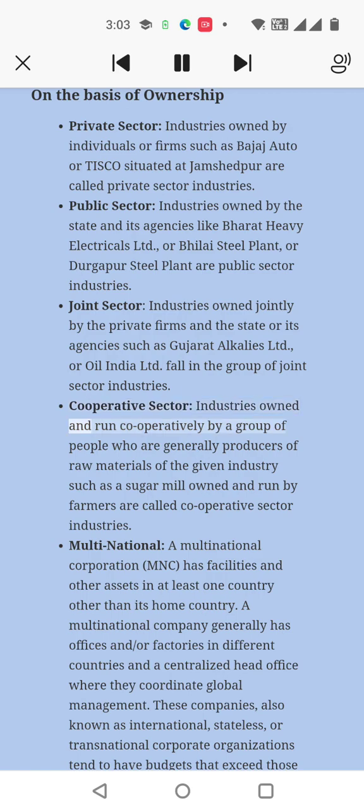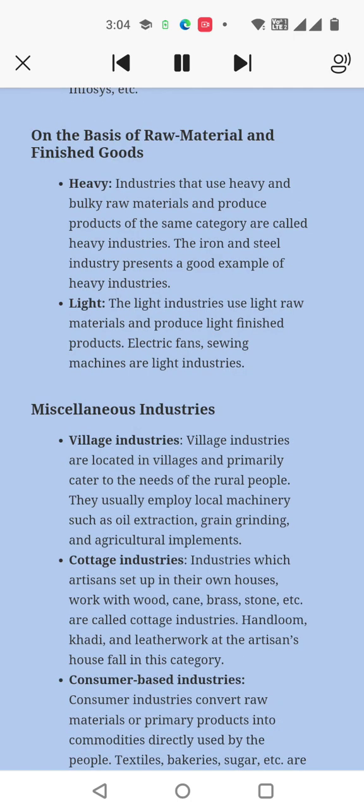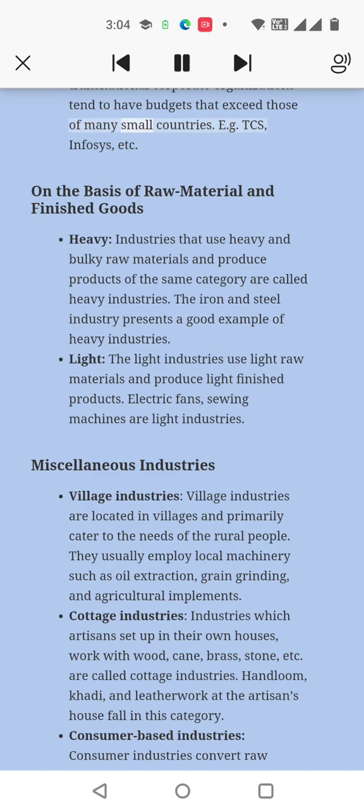Cooperative sector industries owned and run cooperatively by a group of people who are generally producers of raw materials of the given industry such as a sugar mill owned and run by farmers are called cooperative sector industries. Multinational. A multinational corporation, MNC, has facilities and other assets in at least one country other than its home country. A multinational company generally has offices and or factories in different countries and a centralized head office where they coordinate global management. These companies, also known as international, stateless, or transnational corporate organizations, tend to have budgets that exceed those of many small countries. Examples are TCS, Infosys, etc.